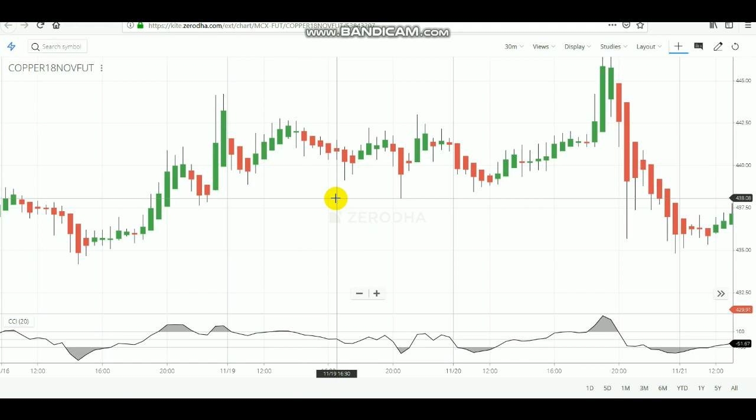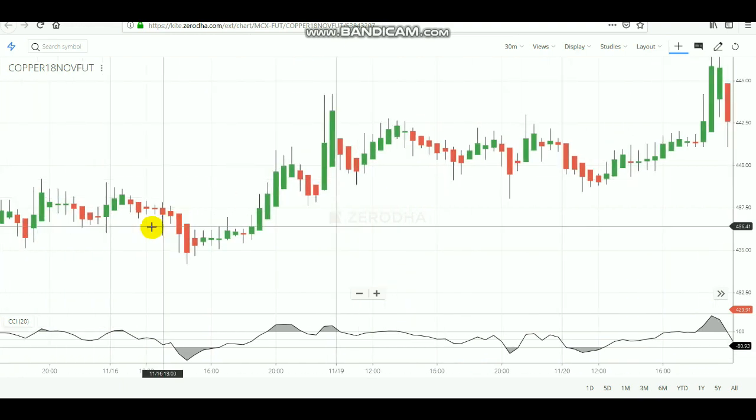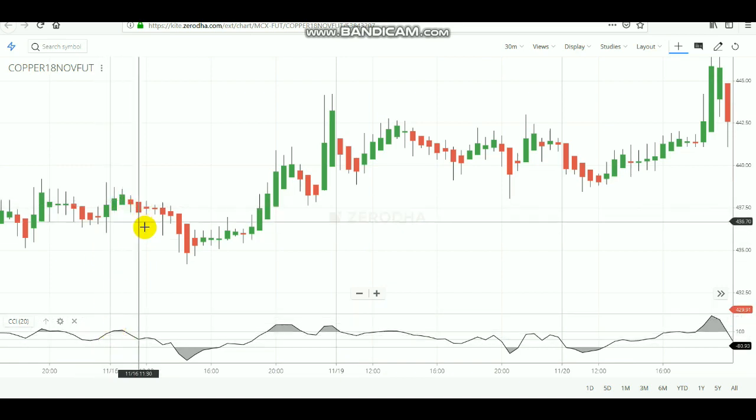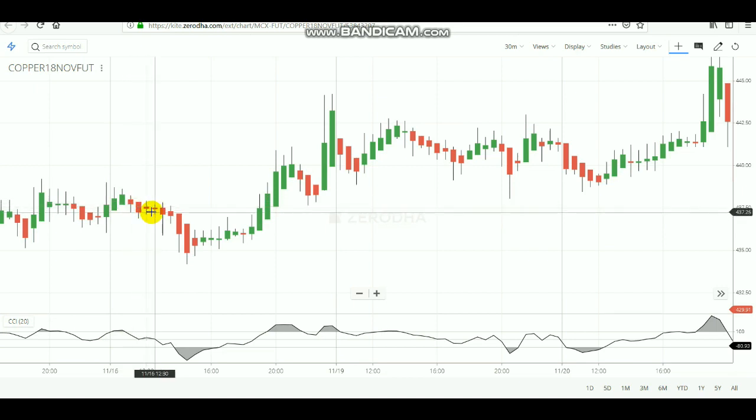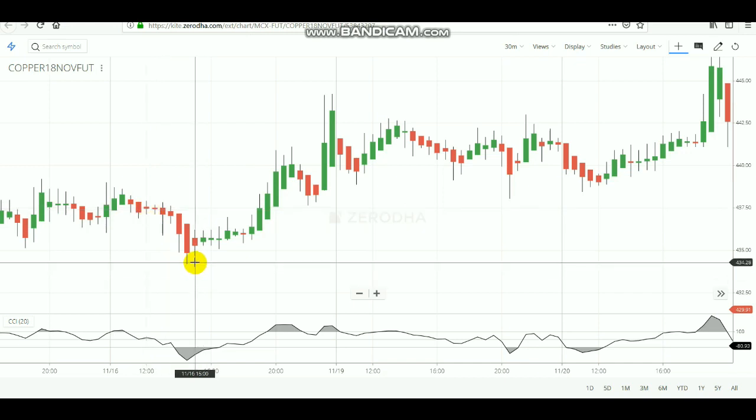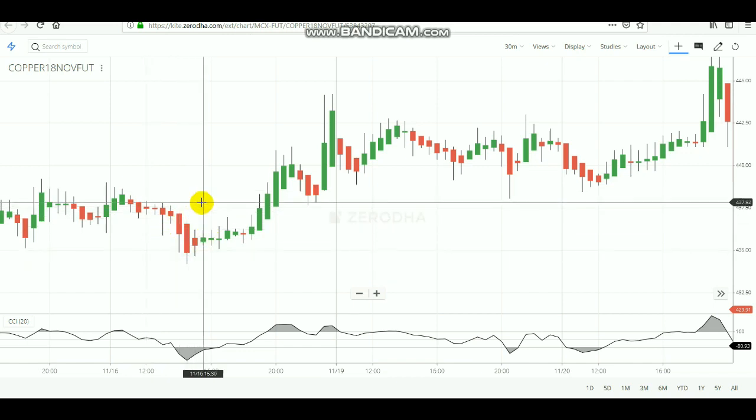Okay, let's see the previous one also. Here, after it touches the overbought zone, here the flat top appeared. After the flat top appeared at 437, here at 437.40 you would have entered. The market came below to 434.25 like that. Here, as usual, you have made a huge profit.